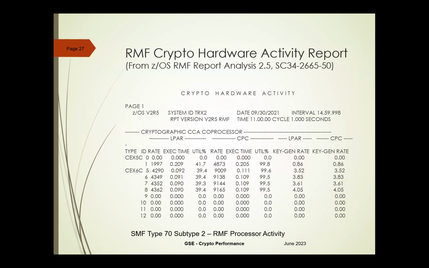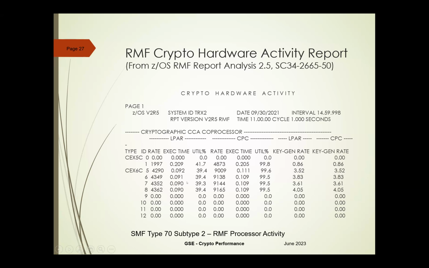On slide 27, there is an RMF crypto hardware activity report that's available. This report spreads over a couple of pages because there's a lot of information in it. It's broken down into 4 sections: for the CCA coprocessor, for the accelerators, for the PKCS11 coprocessors, and then there's an ICSF section. Going back to z/OS 2.3, you did not get the breakdown by LPAR. So with z/OS 2.4, they started including this breakdown by LPAR.